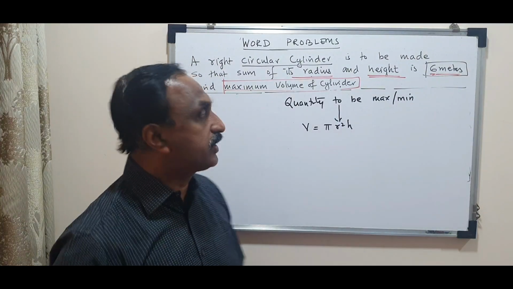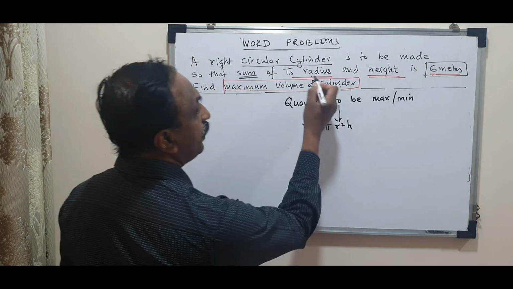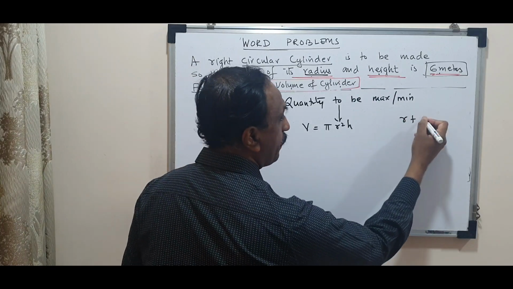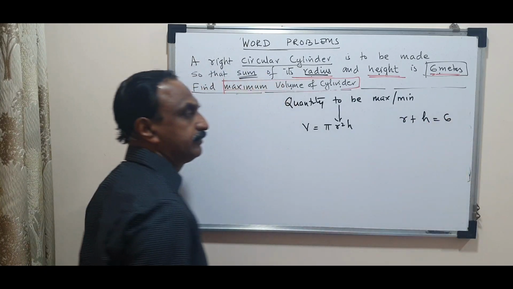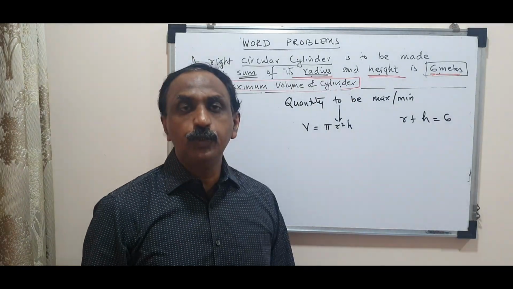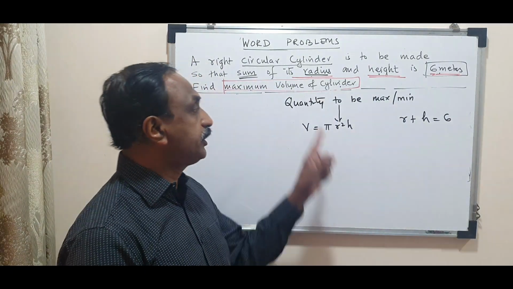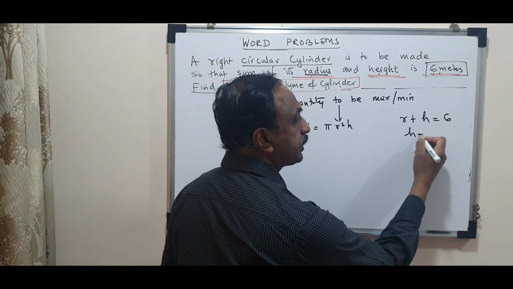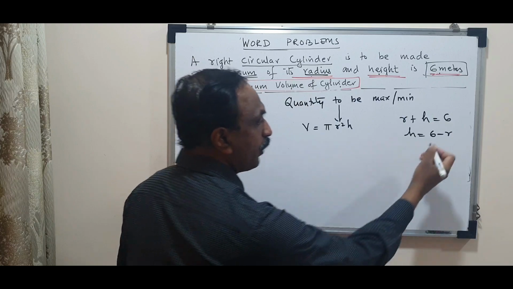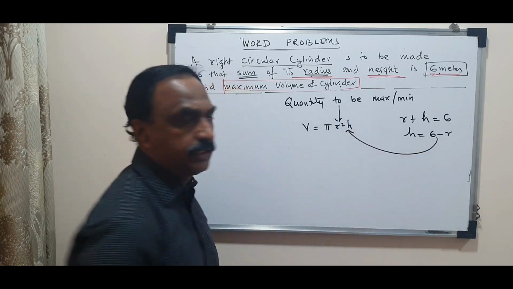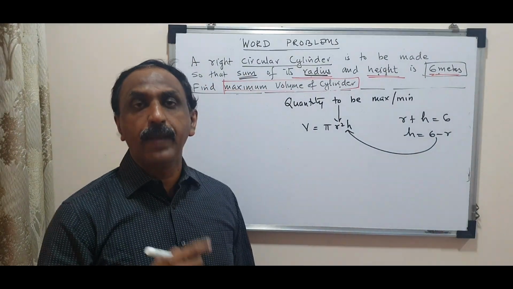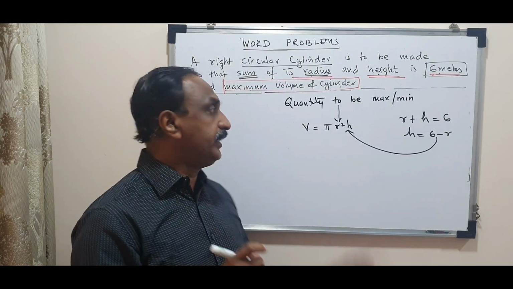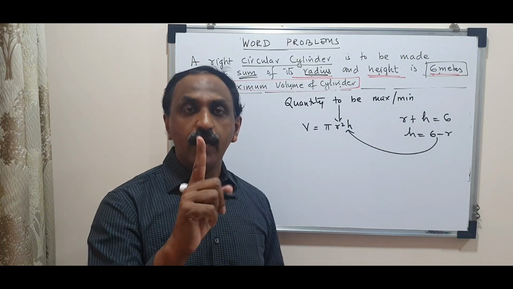Here, 6 meters. What is 6 meters? Sum of radius and height is 6 meters. So the constant condition is r plus h is 6 meters. Now, what you need to do is express the quantity to be maximized in one variable. So you can say h is equal to 6 minus r. If I replace h over here, this volume which is to be maximized becomes a function of one variable. So your aim is to define the quantity to be maximized in one variable.